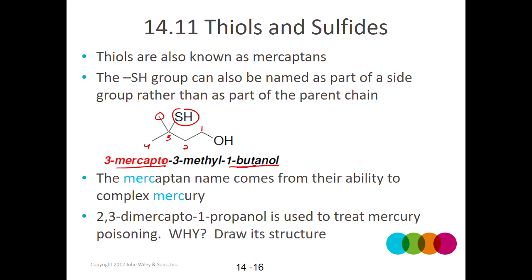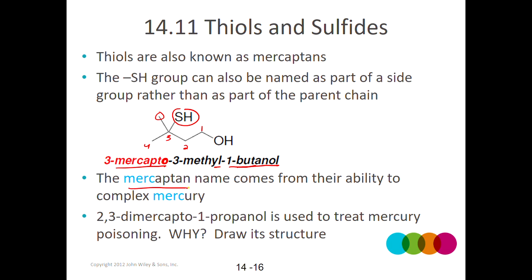And that's similar to when you have a chlorine or a bromine. If it's a substituent, the O is there to indicate it's a substituent. If it's a carbon substituent, we put a YL suffix. If it's an oxygen, if it's a sulfur or a halogen substituent, we put an O there.